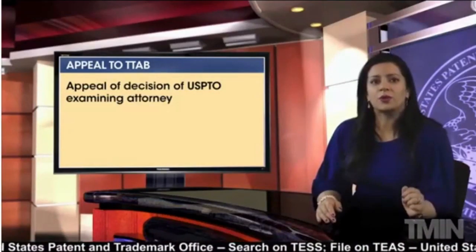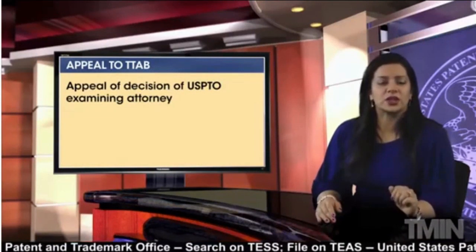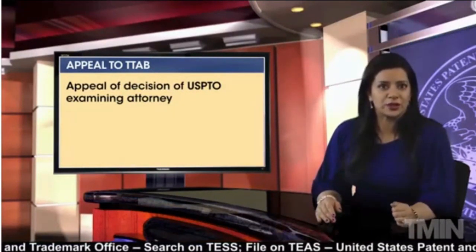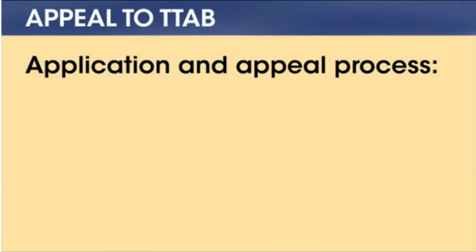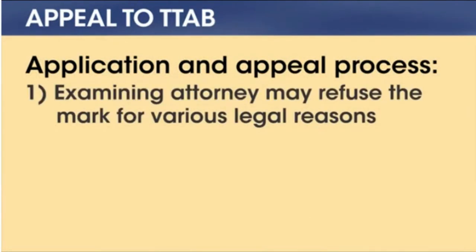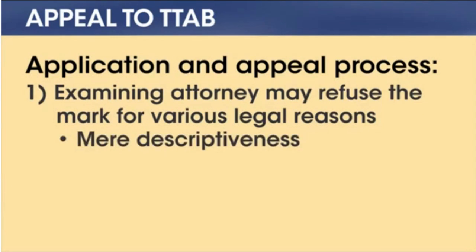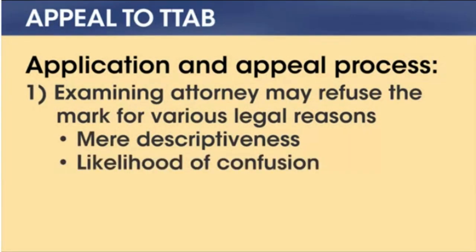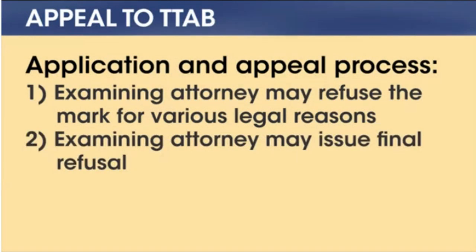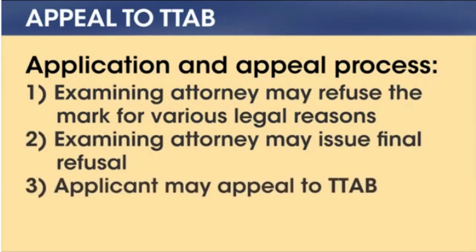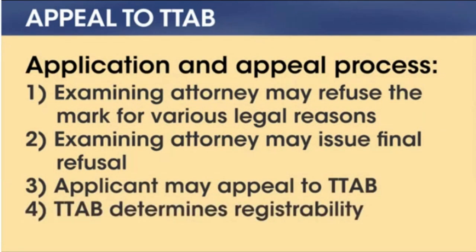One of the most common board proceedings is an appeal of the decision of a USPTO examining attorney. During the application process, an examining attorney may refuse your mark for various legal reasons. For example, the examining attorney may refuse to register your mark because it merely describes your goods and services or is likely to cause confusion with a registered mark. If a refusal is final and you disagree with that decision, you may appeal it to the board. The board then decides whether your mark may register.